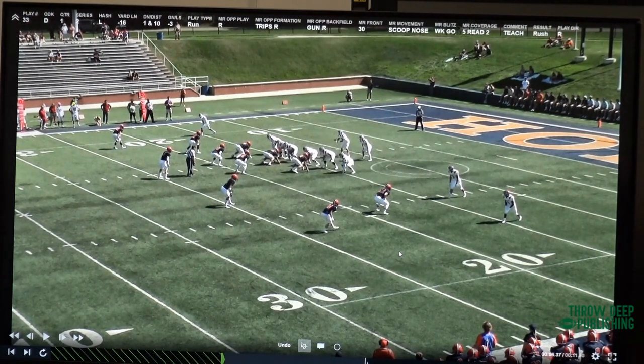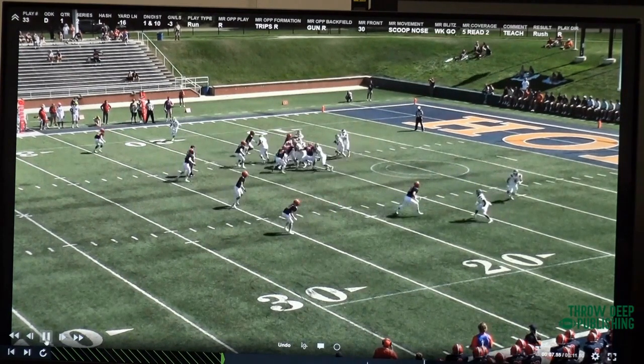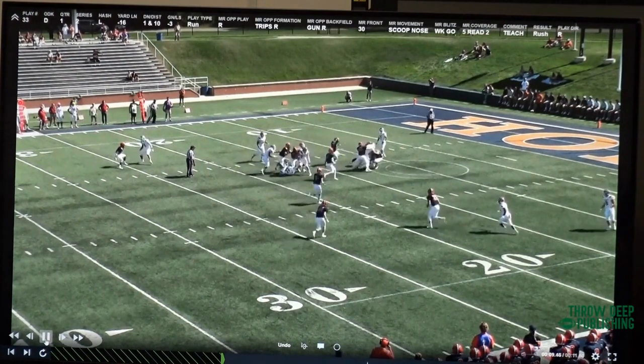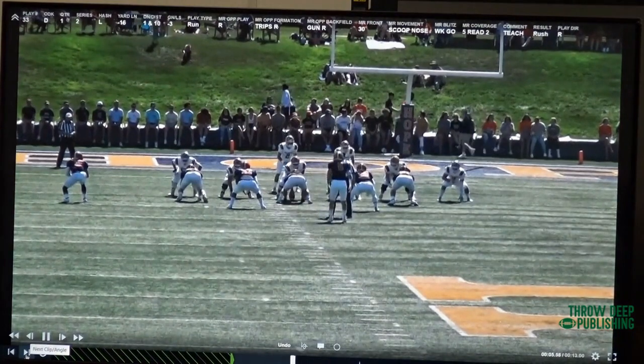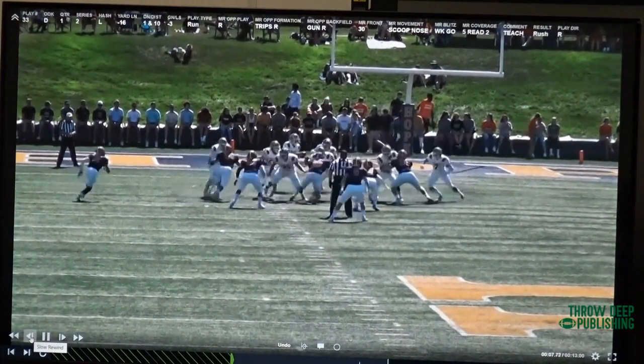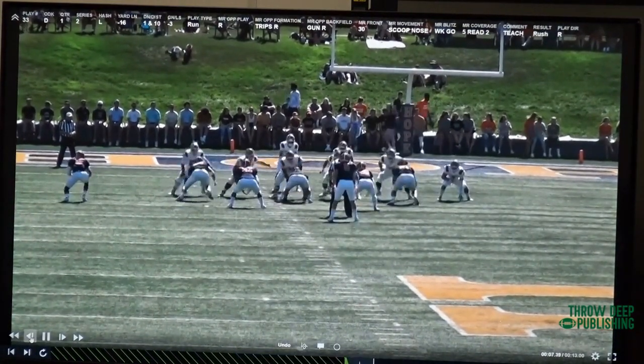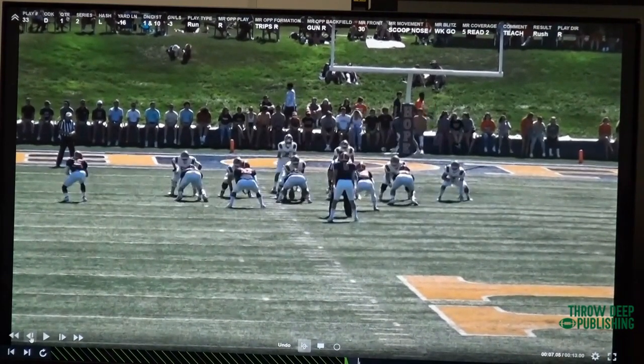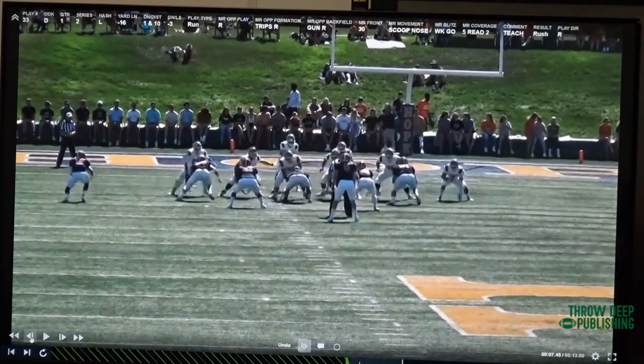Okay, this call here is a weak go. Now, with the formation, it is going to be from the left. So go is going to be the outside. In this situation, the drop is going to come off that edge. Now, we also have scoop nose on it. So as we watch, let's just watch the left side. So we're coming off that edge.